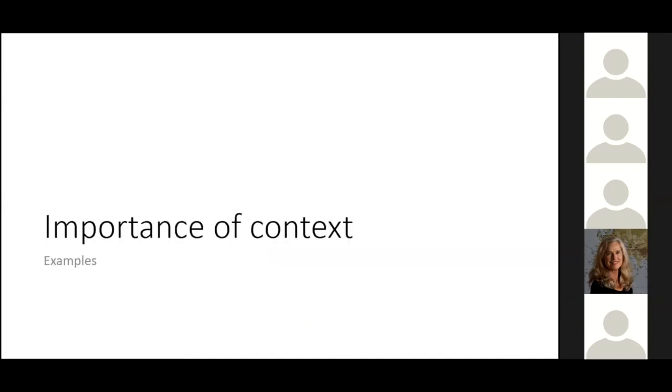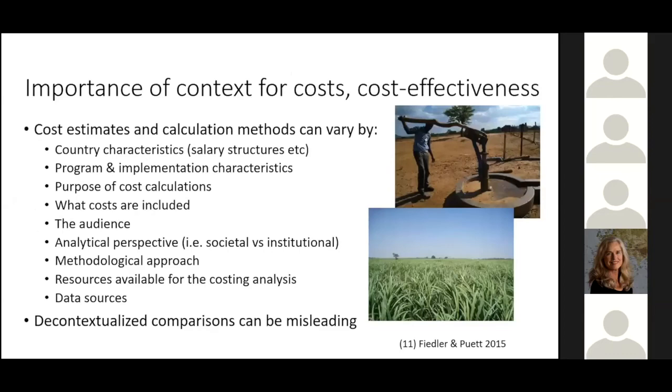Just as the importance of household costs can vary by program context, there are many other aspects of cost and cost effectiveness analysis that can be influenced by context-dependent factors. Cost estimates and calculation methods can vary across studies for many reasons. I think we all know that different countries have different salary structures, which make personnel costs vary widely across geographic areas. There are also program characteristics, the way programs are implemented, and methodological reasons why costs of similar programs can vary between studies.